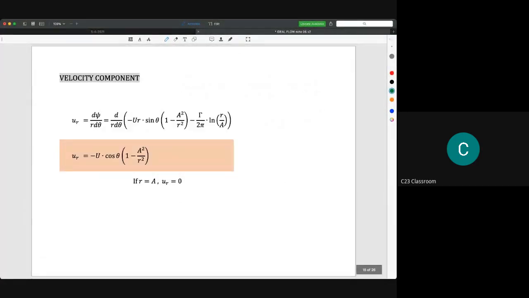So then we could calculate the velocity components here. We could get the value of UR here. How to get the UR? You need to refer to the Cauchy-Riemann equation. So you derive from the Cauchy-Riemann equation. This is the stream function for a rotating cylinder. So you will get the UR here like this one. And then if you substitute the value of R equal to A, then you will get UR equal to 0.